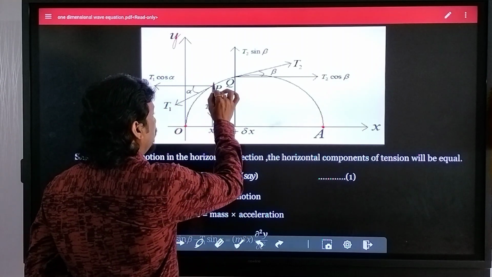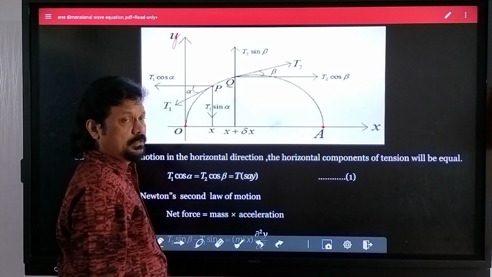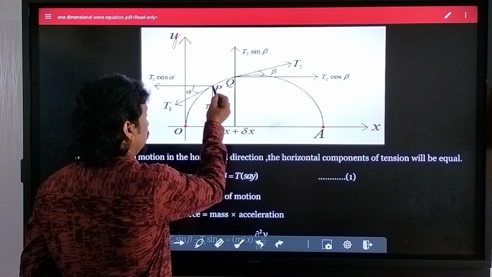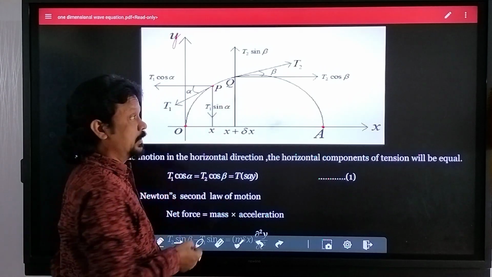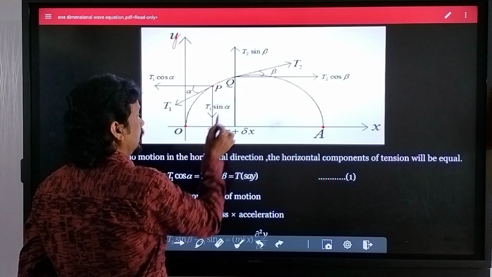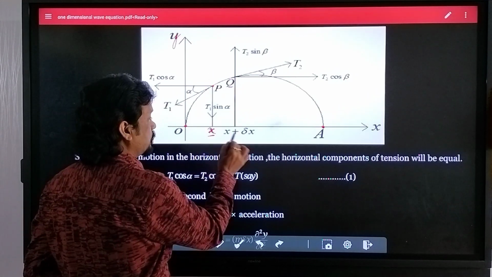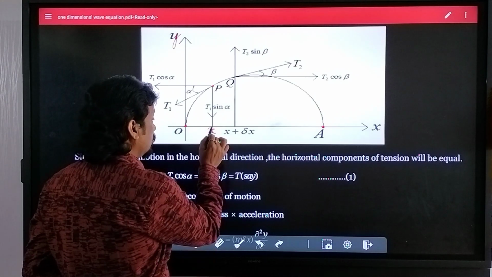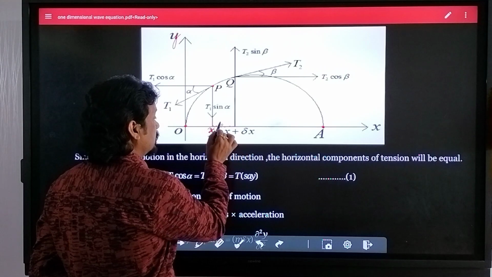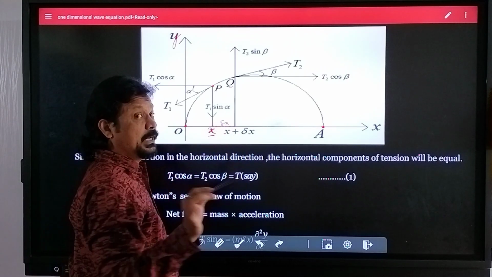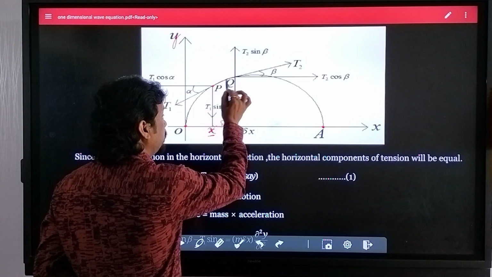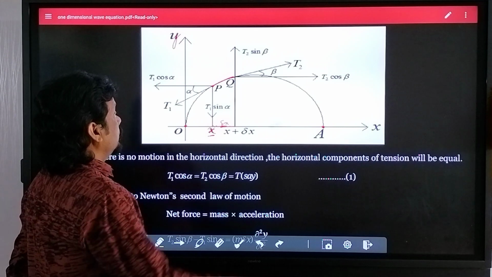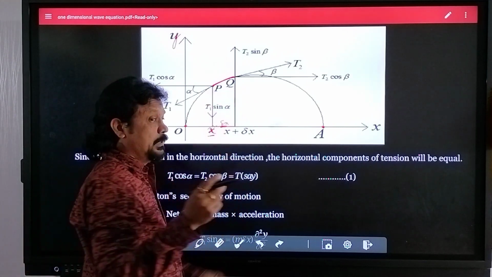Let us consider two points P and Q on the string which are very close to each other. The condition is that P and Q are very close to each other. The abscissa, that means the x coordinate of the point P, is x, and the abscissa of the point Q is x plus delta x. So this distance will be delta x. Clear? If P and Q are very close to each other, then the distance PQ will be equal to delta x.